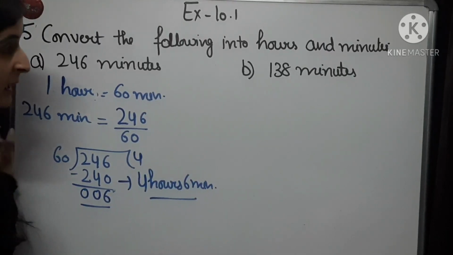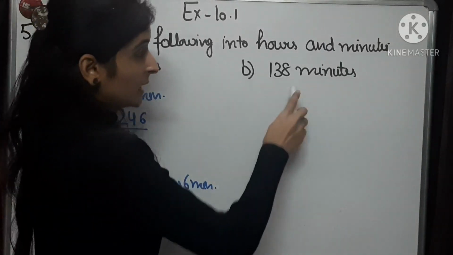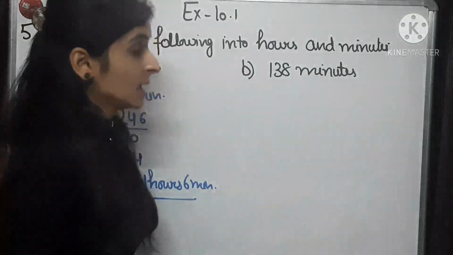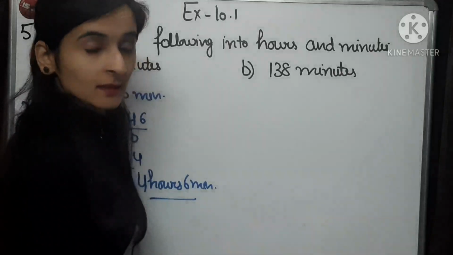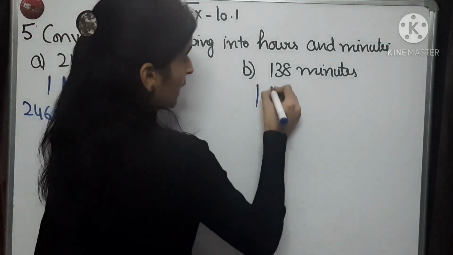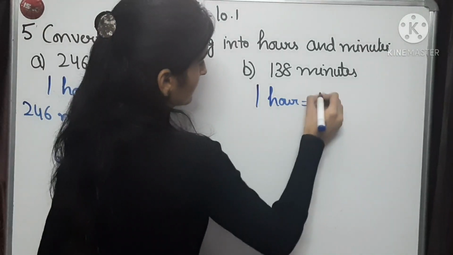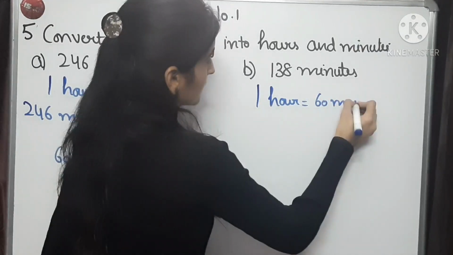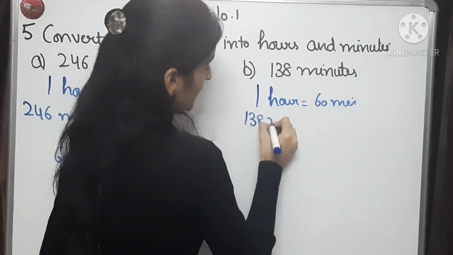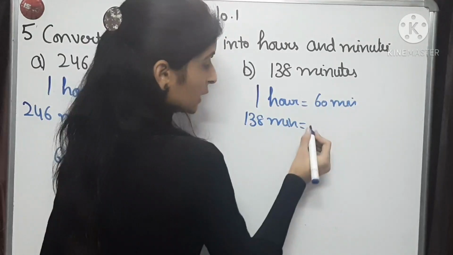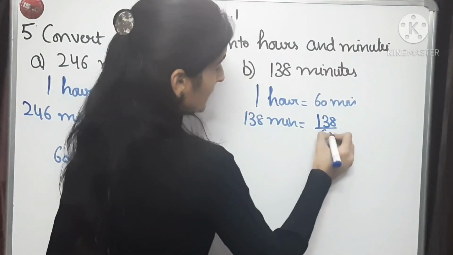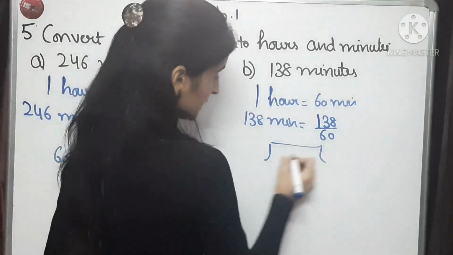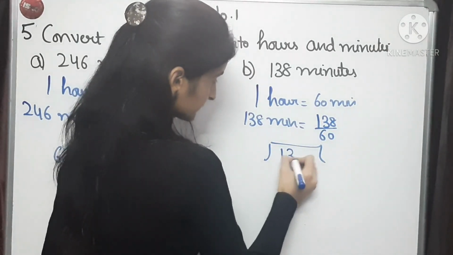Now let's come to B part. Again we have given 138 minutes, and what we have to do, we have to convert these minutes to hours and minutes. So if 1 hour is equal to 60 minutes, then 138 minutes will be equal to 138 divided by 60. So let us start dividing here.